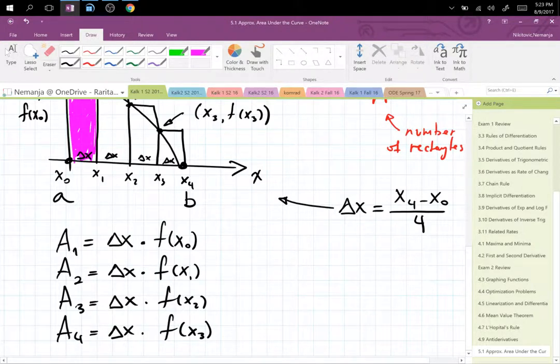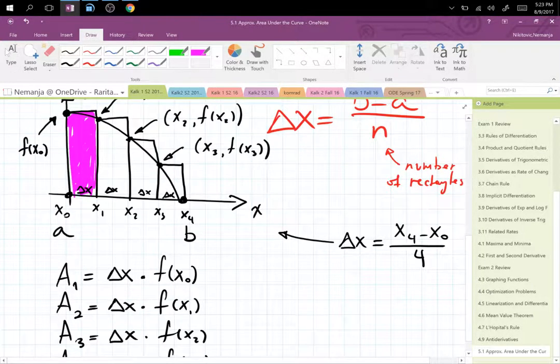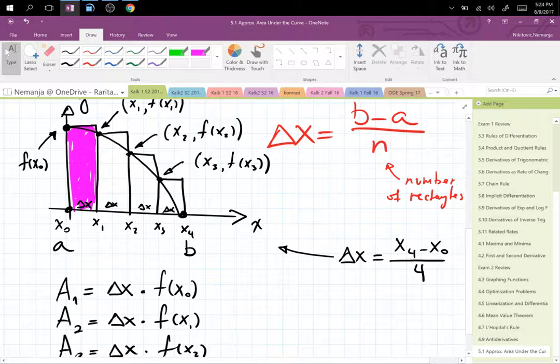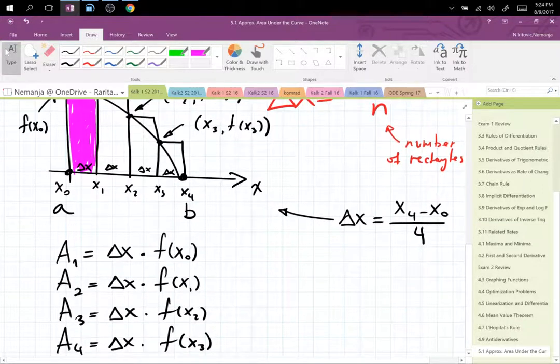Note that f of x4 does not play a role because there is no rectangle to its right. We use the left-hand points, and because we use the left-hand points, the rectangle is to its right. And x4 does not have a rectangle to its right, so it has nothing to do with our calculations.